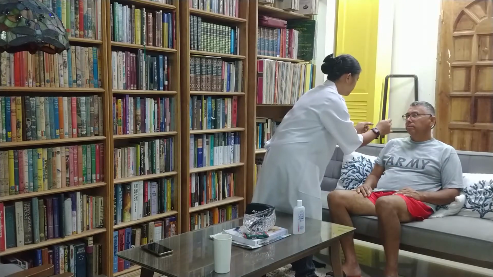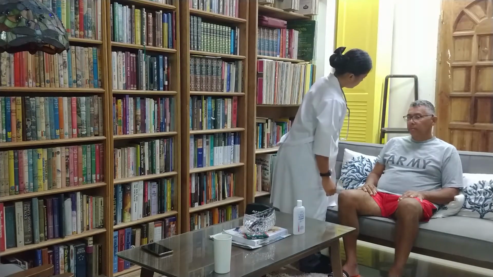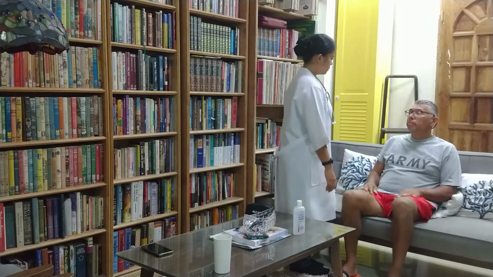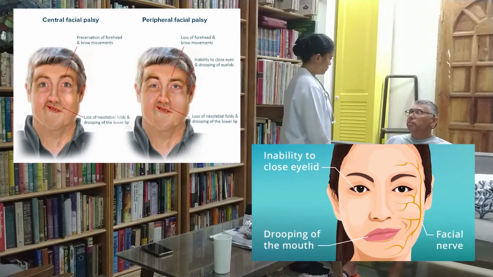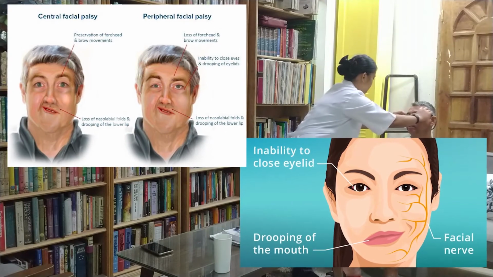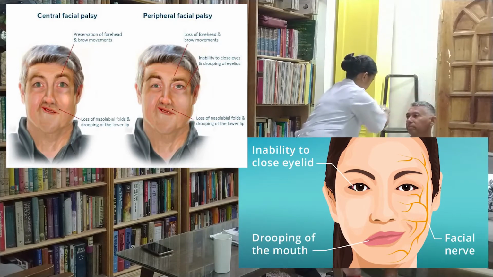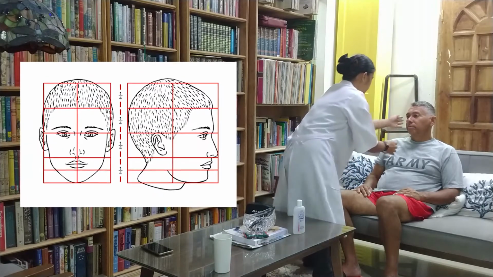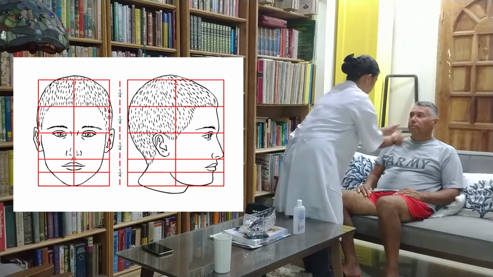And we're making sure that the face is symmetrical. There's no drooping on one side, like in this picture. There's drooping on one side of the face, and this can be seen in Bell's palsy or in stroke patients. And we're also just looking at the eyes and the tip of the ears if they have the same level.